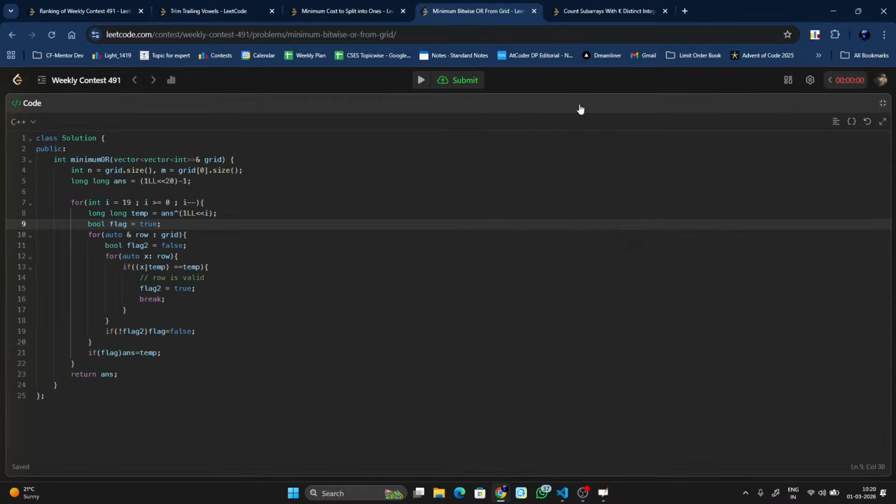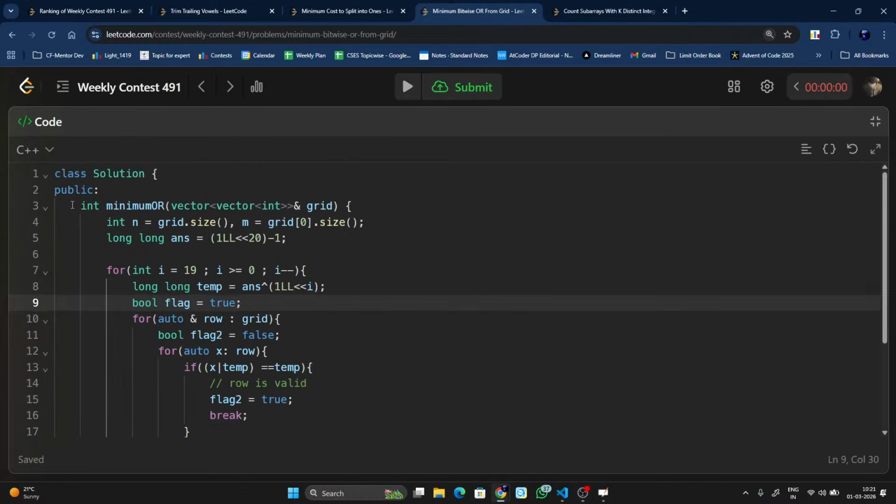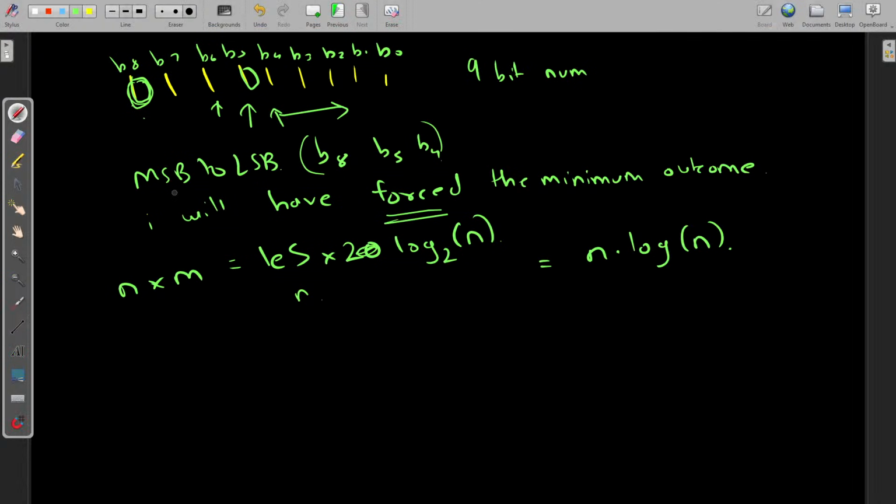So this was my code. This is my function. I'm taking the grid. You can just regard this as n and m. Initially, I have considered my answer to be a 20-bit number with all bits initialized with 1. This was my initial answer, all bits initialized with 1.